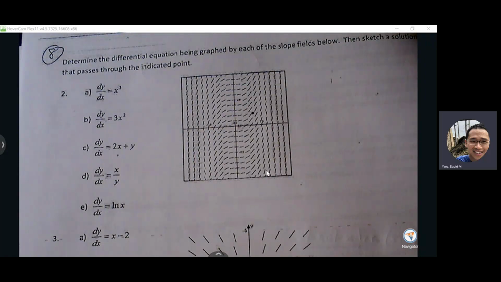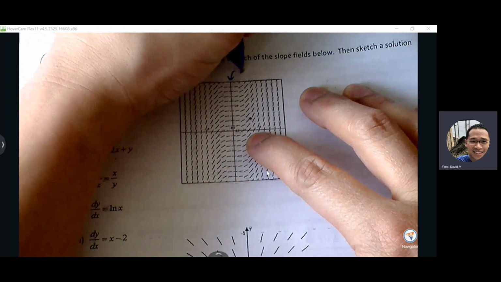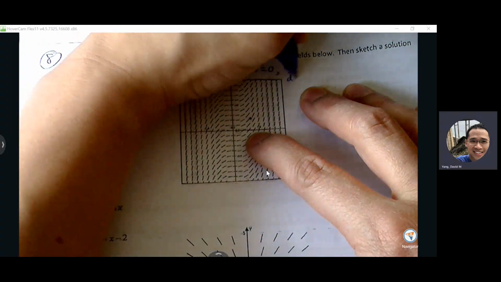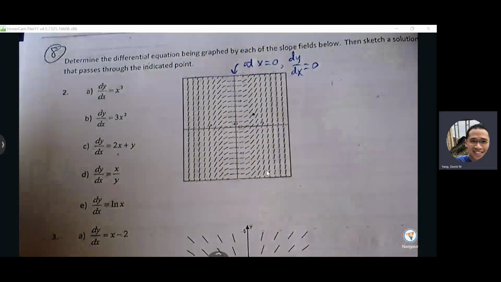What do you notice about most of the slopes that you see here? Mostly positive, right? Where do you see a place where the slope is not positive? Where x is 0, right? So we know this has to be true, that at x equals 0, I should be getting dy/dx equals 0, right? Because I see the picture in front of me.